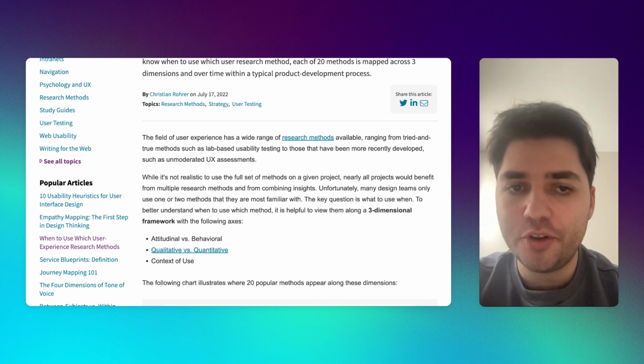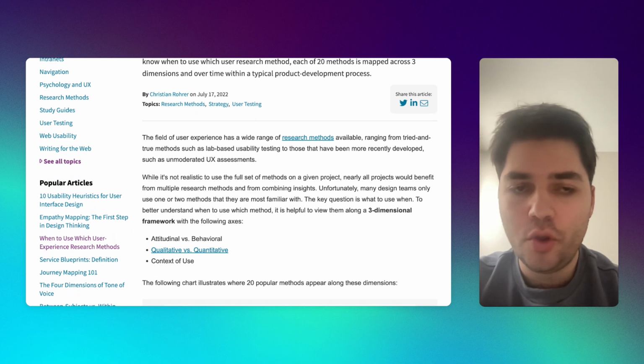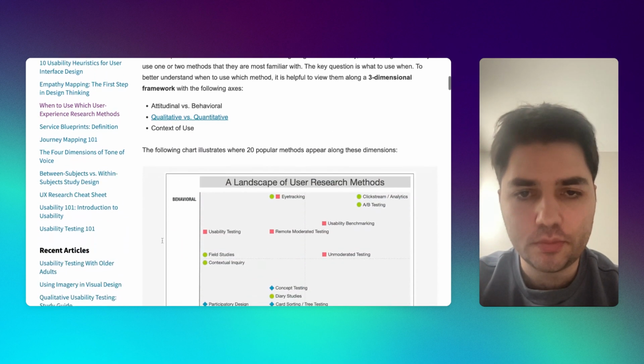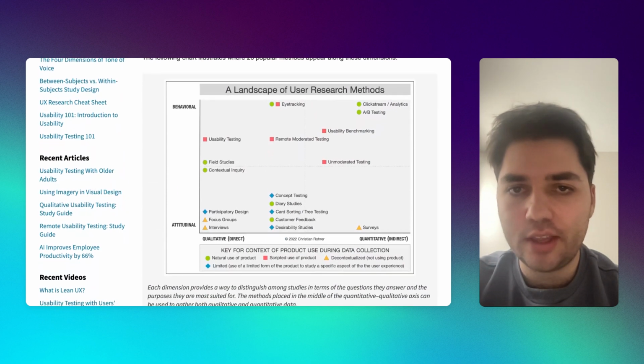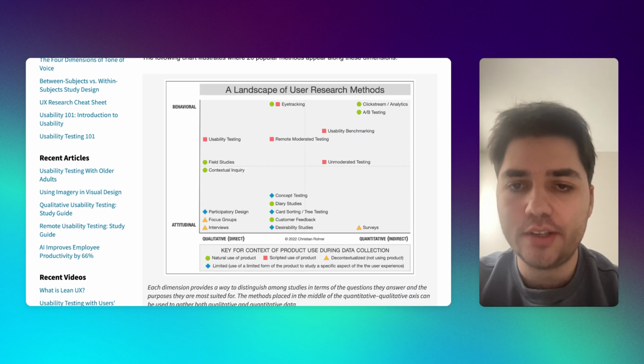There's attitudinal versus behavioral, so what people say versus what they do. There's qualitative versus quantitative, where you talk about why versus how many and how much. And there's the context of when exactly you use the product. Looking at this graphic, we can see the behavioral and attitudinal axis, the qualitative and quantitative axis, and then the context indicated in green, red, yellow, and blue below.